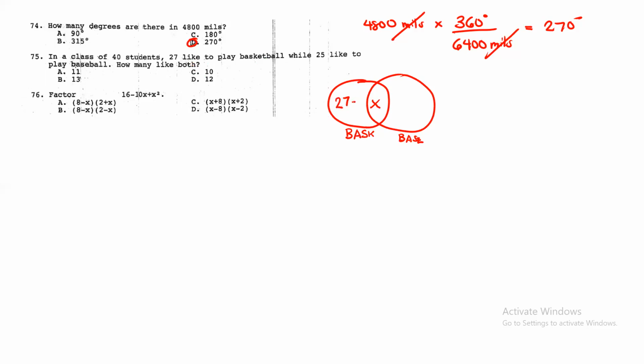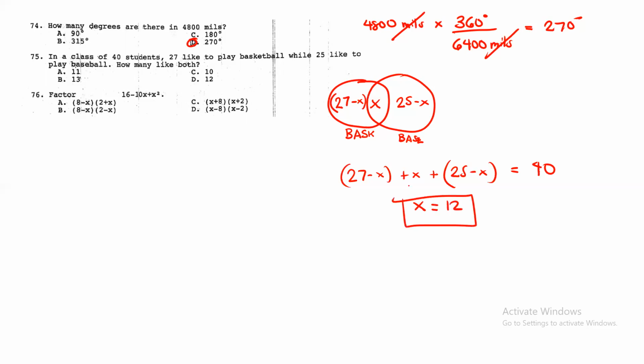Then ima-minus mo yung x, yung both na naglalaro. Then dito naman sa pangalawa, 25. Then ima-minus mo rin dyan yung x. Then pag ito total natin, so 27 minus x plus 25 minus x equal yan sa total, kung ilang students, so 40. So pag sinolve nyo, makukuha nyong x dyan is 12. So ang sagot dyan is letter D.